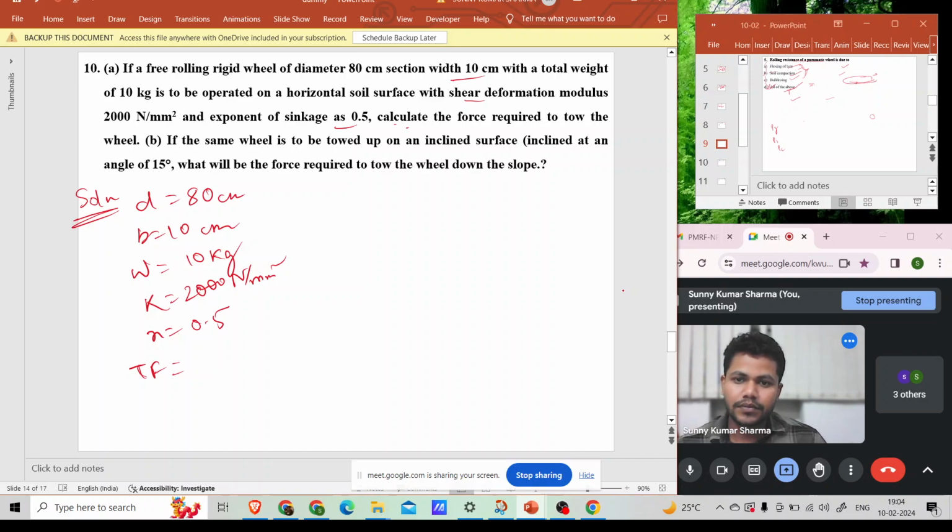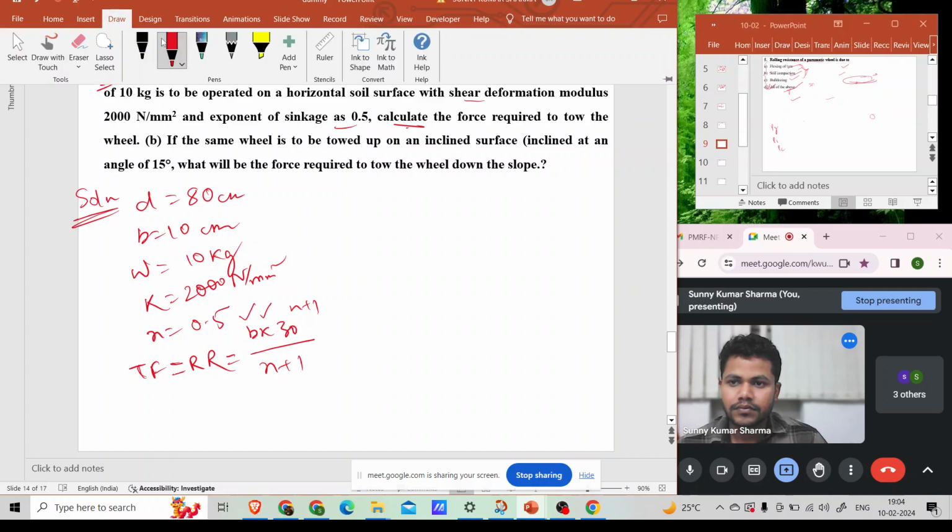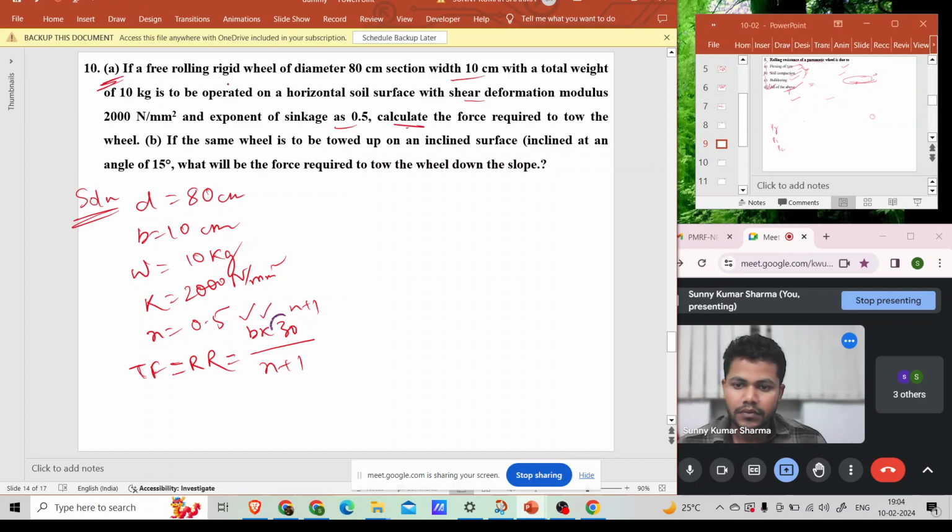First, the A portion you solve, then we will move to the B portion. I will give you the expression for towing the wheel, that is equal to the rolling resistance of the rigid wheel. Rolling resistance is given as b k z0 to the power n plus 1 by n plus 1. You have b, you have k, but you do not have z0. Z0 you need to calculate. You have n, that is 0.5.